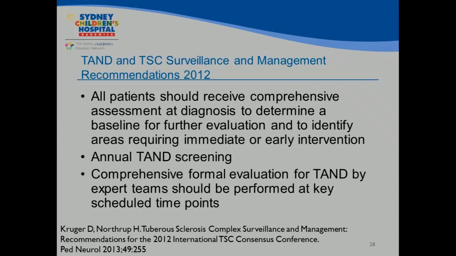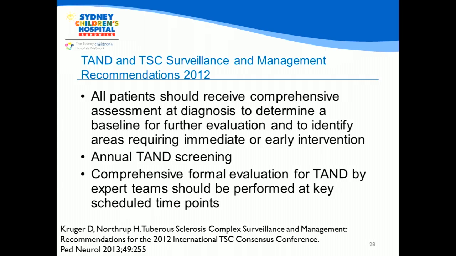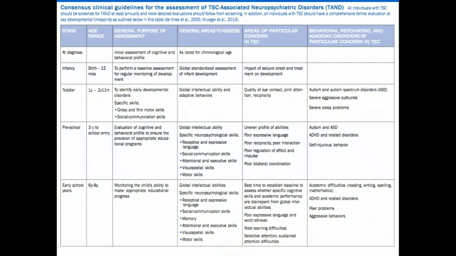So just skipping back slightly to that 2012 consensus document, the one that is outside and also talked about by David this morning, it said that all patients should receive a comprehensive assessment at diagnosis to determine their developmental level, behavioural difficulties, etc., and then again as required to allow early intervention, as well as annual TAND screening, and then more comprehensive evaluations at key points. I think that's probably the most difficult thing to deliver in terms of available resources as the systems currently stand. This is the suggestion in terms of when those assessments should be done and what should be done.